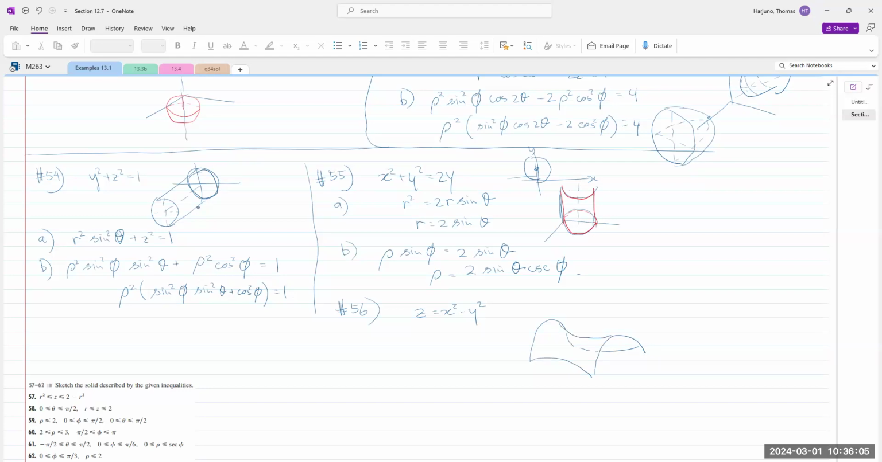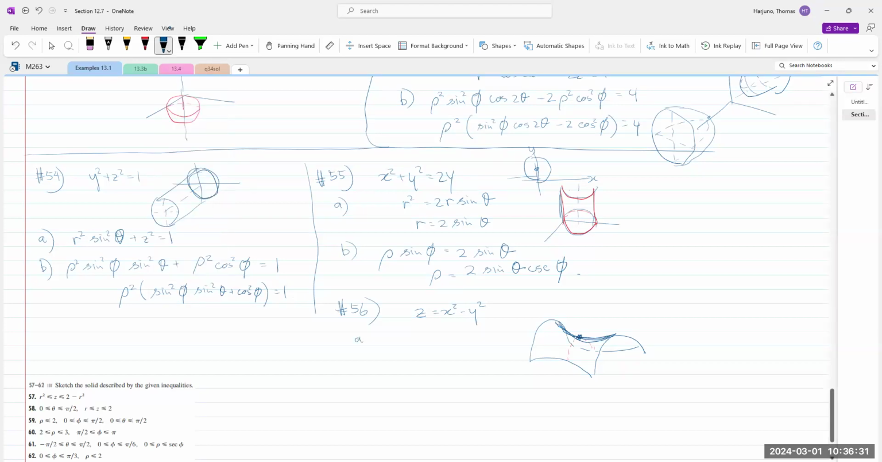We call this a saddle point. If we travel along this red path there, that will be the local maximum, right? But if we travel along this path here, it will be a local minimum. But then what will that be in the cylindrical coordinate system? That will be z equals rho squared cosine squared theta minus rho squared sine squared theta. I factor the r squared, and cosine squared theta minus sine squared theta is cosine 2 theta.